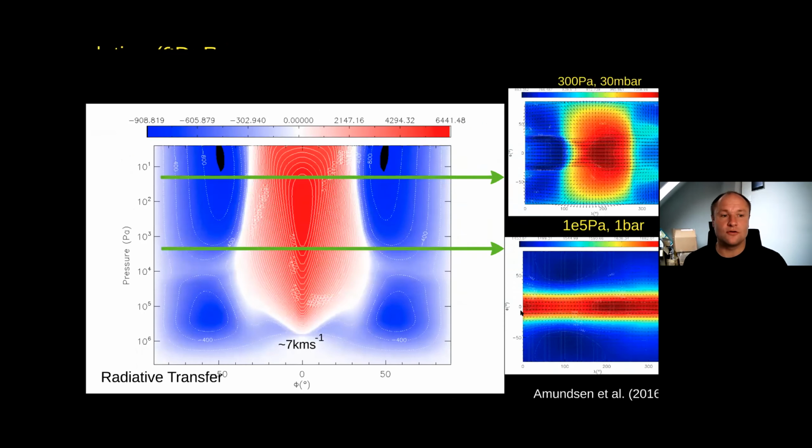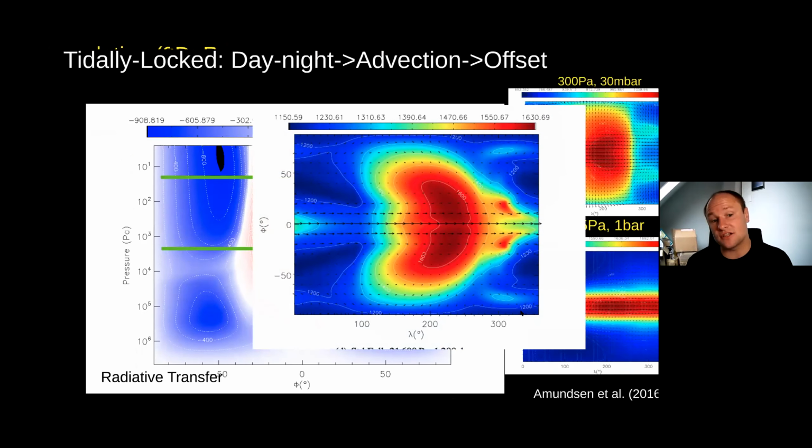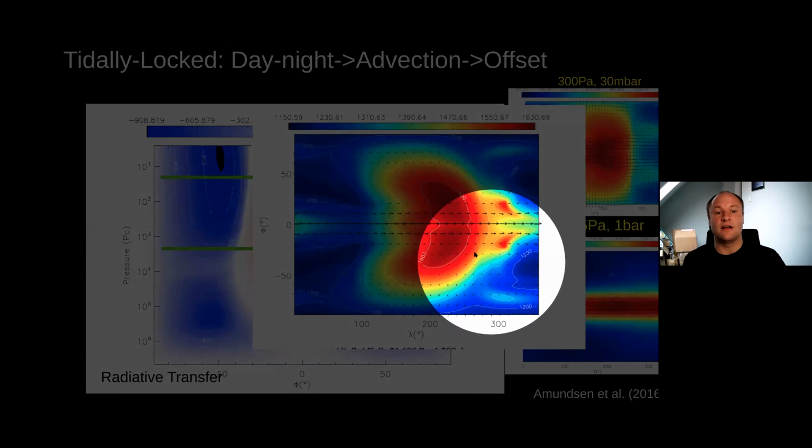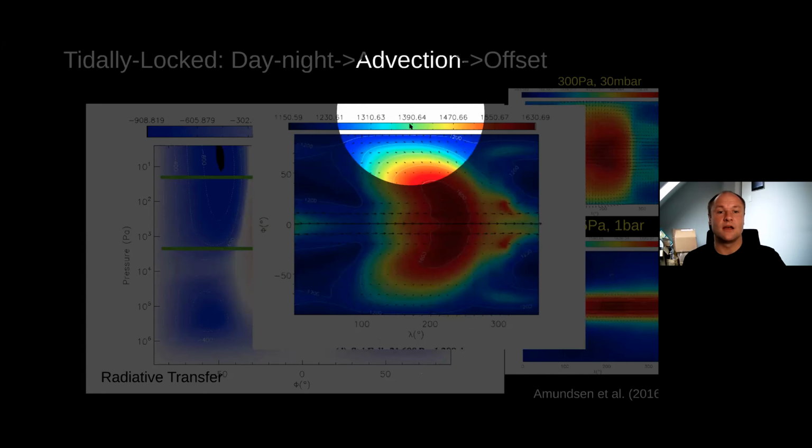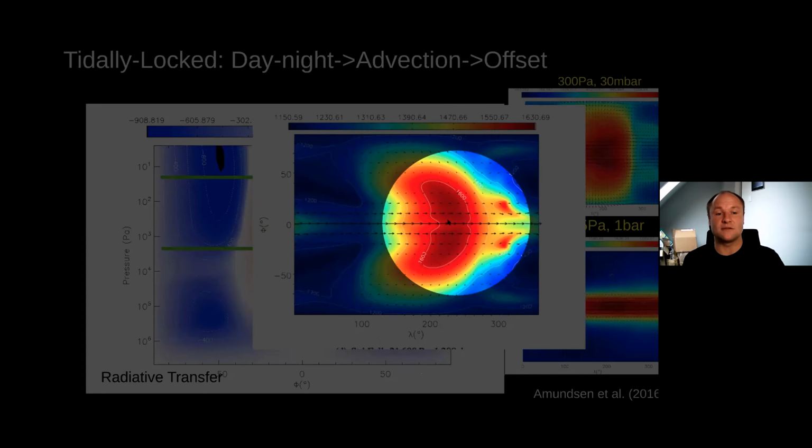But if you go to a certain depth in the model, and this was actually predicted originally by Adam Showman and collaborators, that around about where the photosphere is, you actually have this offset that I mentioned. So here's the substellar point at 180 degrees. But the hottest and therefore brightest part of the infrared is actually shifted to the right.